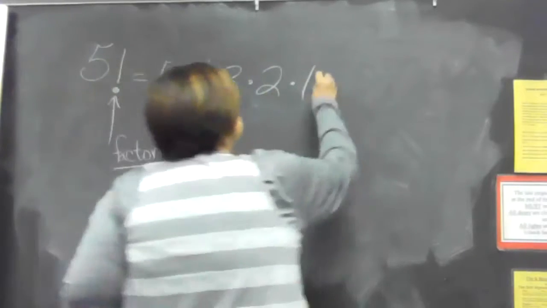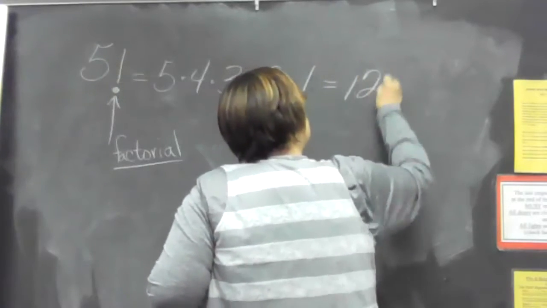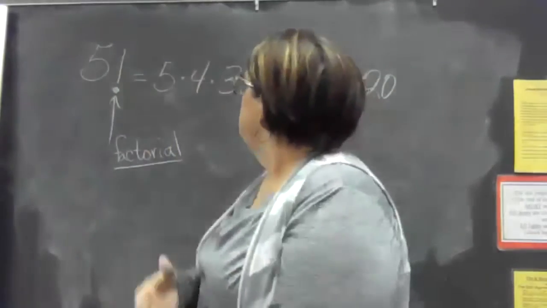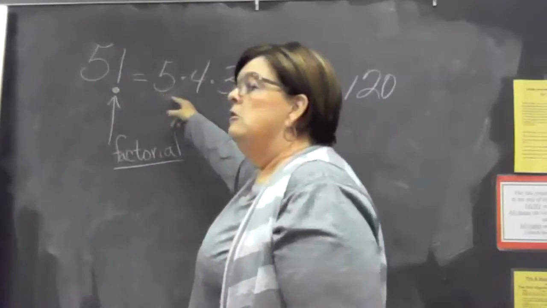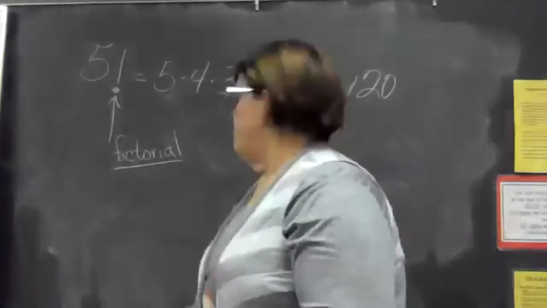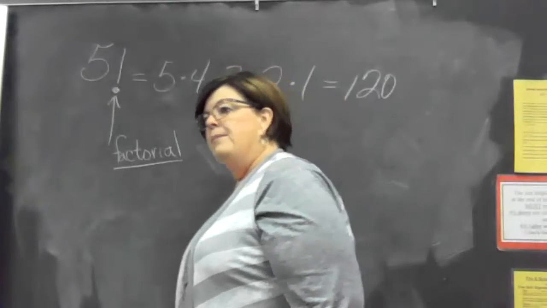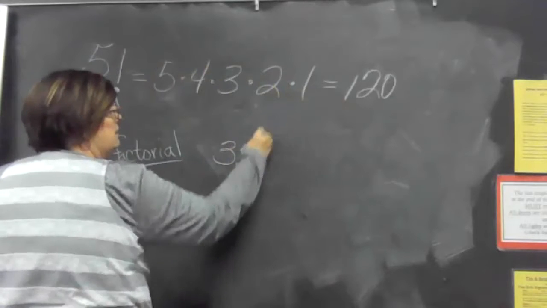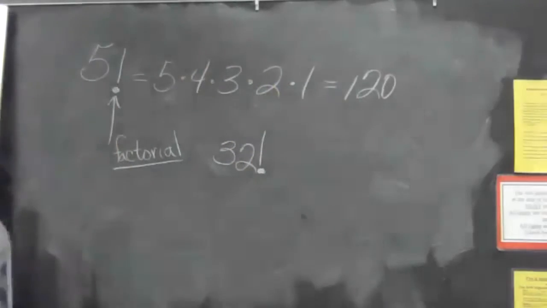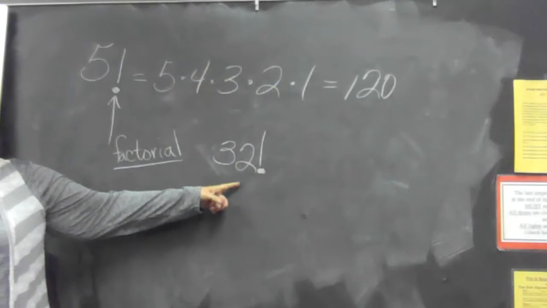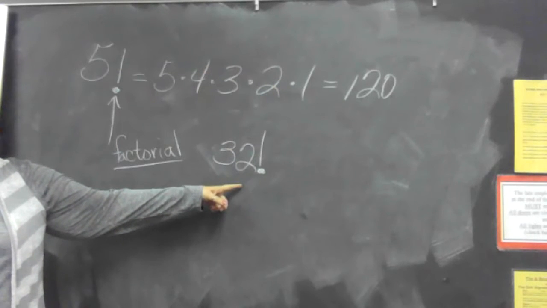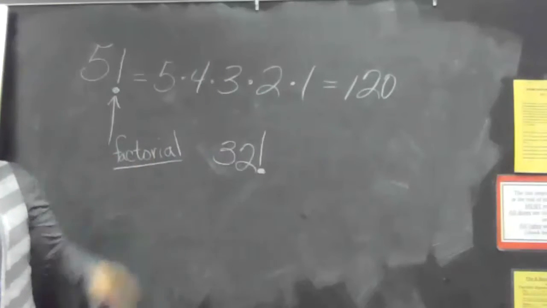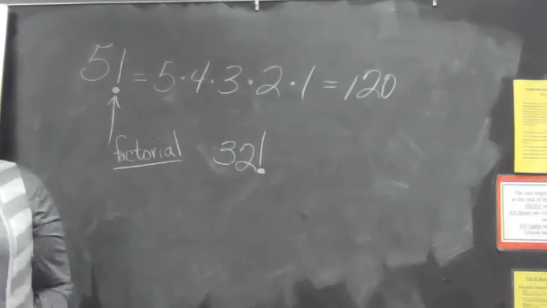120. You start with the number you're given and go all the way down. But what happens if I tell you to find the answer to this? How much fun is that going to be? 32 times 31 times 30 times 29 times 28 times 27 and so on down to 1.